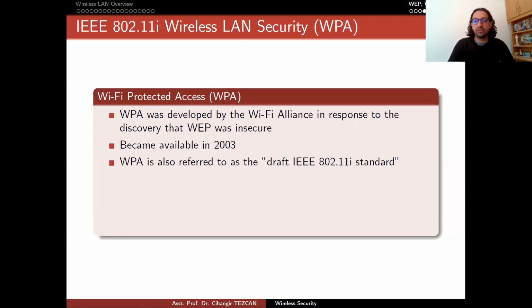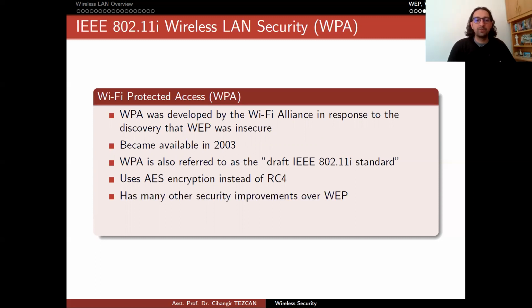This is also referred to as the draft IEEE 802.11i standard. It uses AES encryption instead of RC4. So we talk about this also during the TLS. We stopped using RC4 once we discovered that it is no longer secure, and everybody moved on to AES. So nowadays, if you have a router at home, most probably you're using AES instead of RC4.